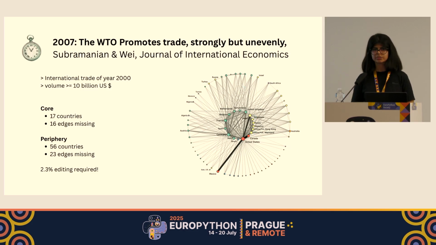So over here, we're trying to quantify how far this network is from an ideal core periphery network. In an ideal one, we won't have any edges between periphery nodes, like for example here, and everything in the core will be connected to everything else in the core. So over here, only 2.3% editing was required, which is derived from the number of edges missing in core and periphery. So yeah, good stuff.